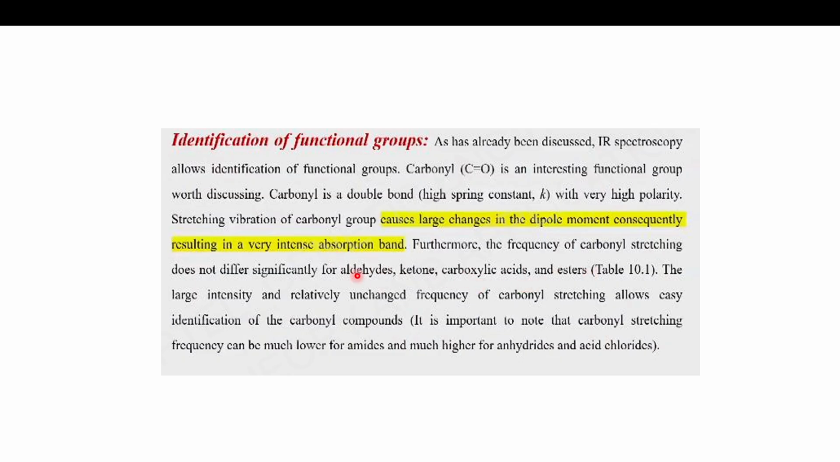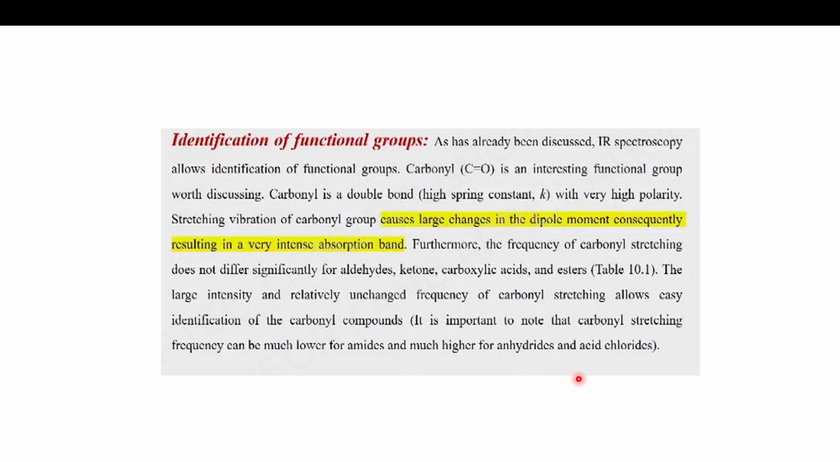So all these have C double bond O in some form or the other, right? The large intensity and relatively unchanged frequency of carbonyl stretching in all these different forms of compounds allows easy identification of carbonyl compounds, basically the compounds containing the C double bond O group. And there is one thing to note: carbonyl stretching frequency can be much lower for amides and much higher for anhydrides and acid chlorides.